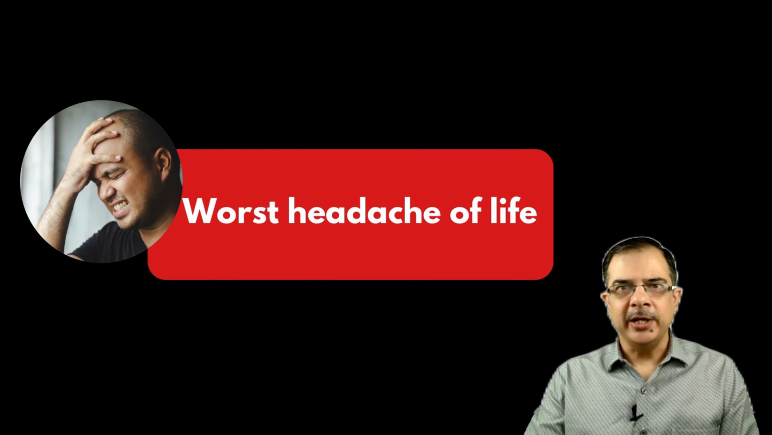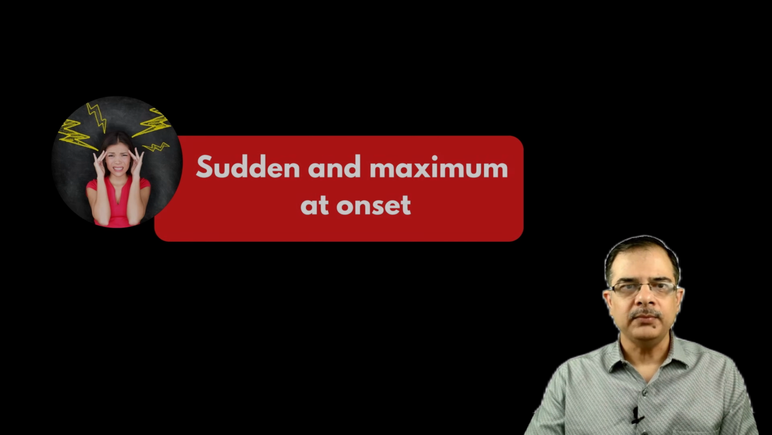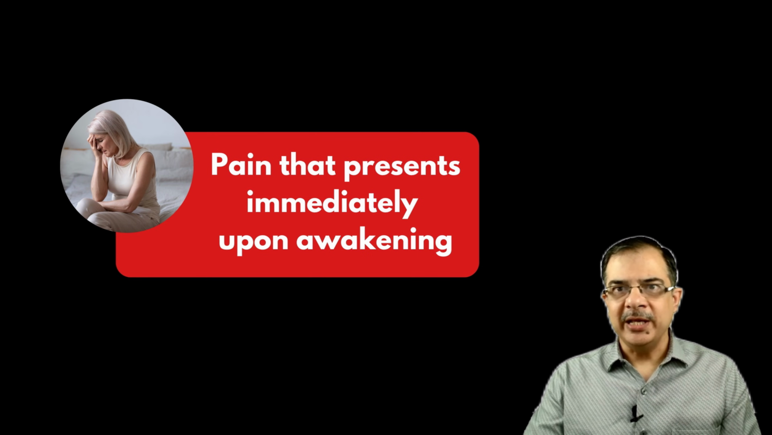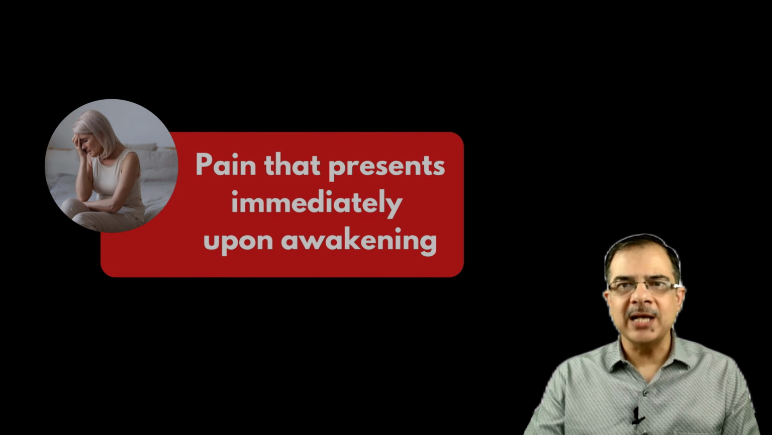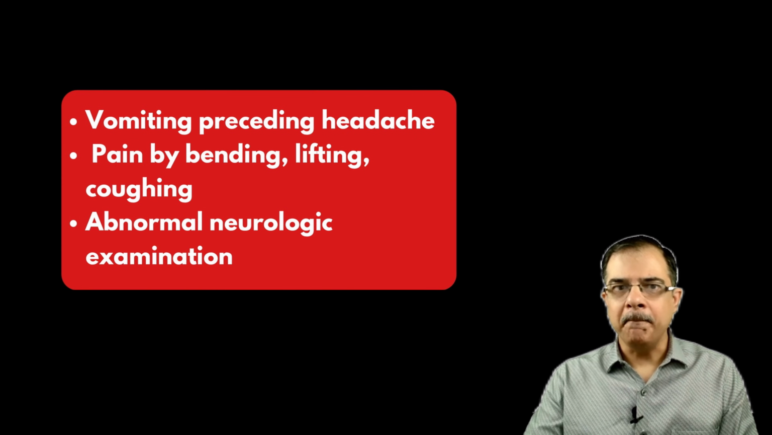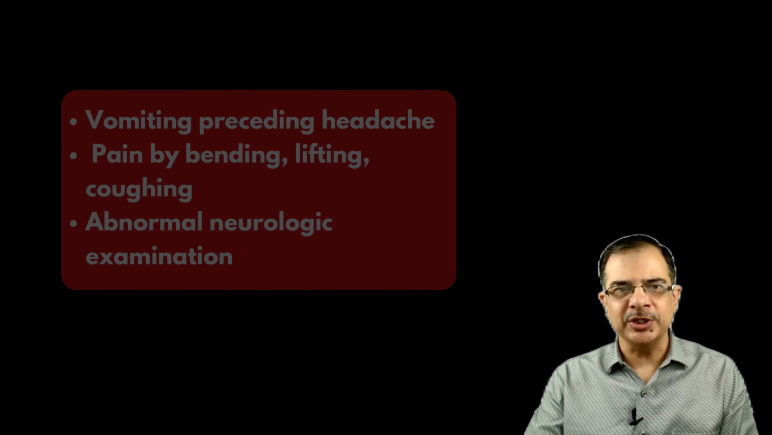The patient describes, doc, this is my worst headache of life. Always suspect subarachnoid hemorrhage. Sudden and maximum at the onset, intracranial hemorrhage. Pain that is present immediately or upon awakening in the morning is due to raised ICT. Vomiting preceding the headache by weeks. Pain induced by bending, lifting, coughing, or abnormal neurological examination. Some sort of mass lesion is causing these features.